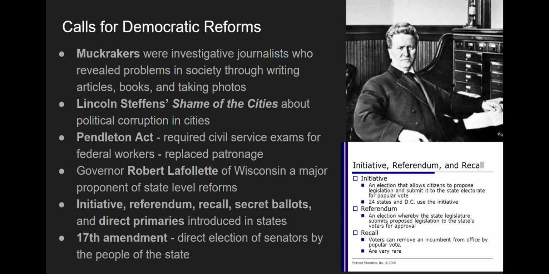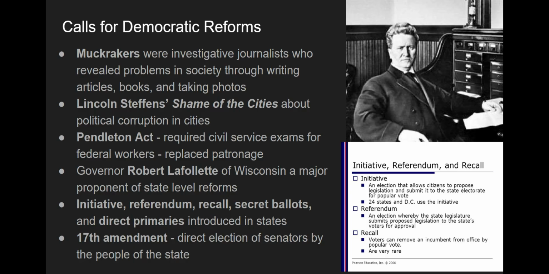So if you look over here on the right, you'll see the list of what these things are. Initiative is the ability for average citizens to propose laws. Referendum is where the state will let a voter vote directly on a law, yes or no. And a recall is when you can actually remove someone from office by popular vote, somebody who's been a bad politician.